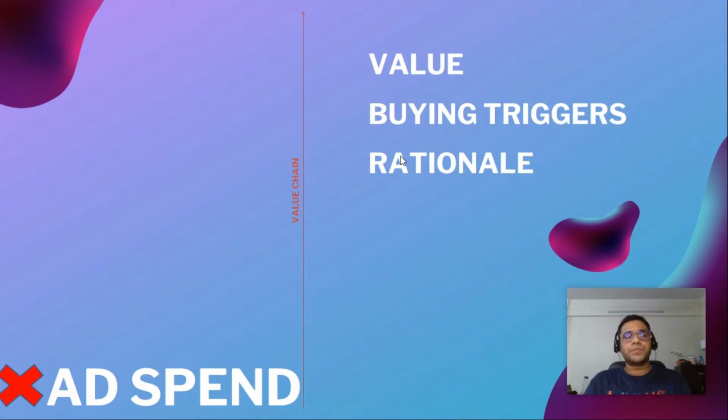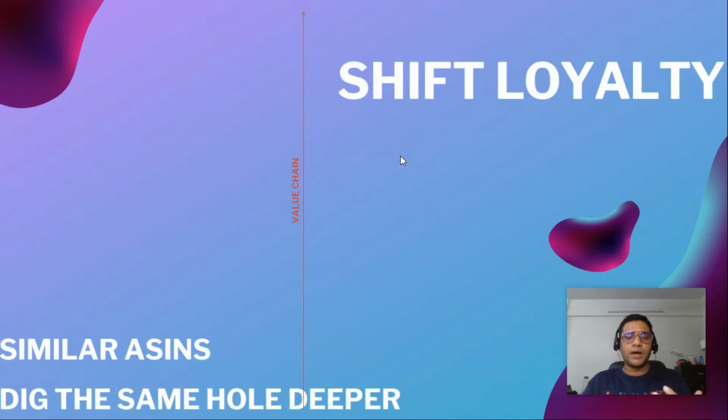The third shortcoming is more about us. We as category managers need to stop thinking about similar ASINs, and ad spend is something that I already spoke about.